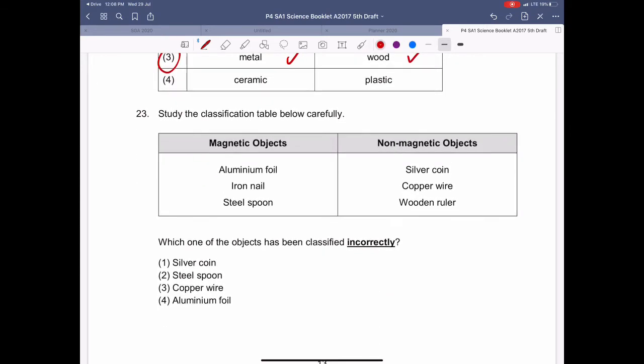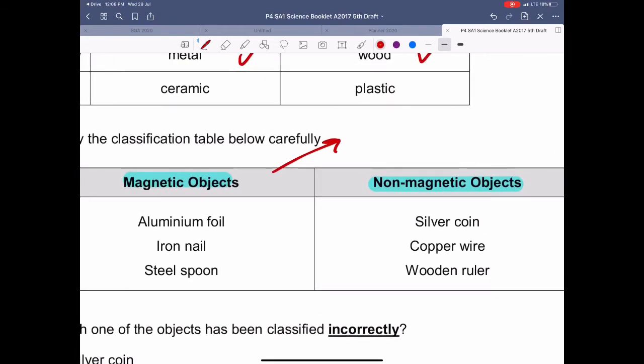Now, study the classification. So once again, the word classification is there. You know it's classifying. Which one of the following objects has been classified incorrectly? So you take a look at it. The heading over here is magnetic and non-magnetic. So let's revise. Magnetic objects is C-O-I-N-S. Correct? C stands for what? Cobalt. Sorry, I think I spelled that wrongly.